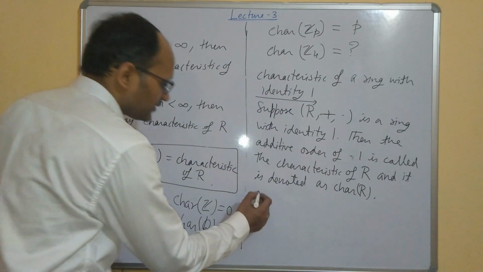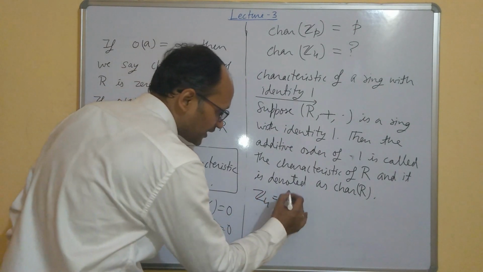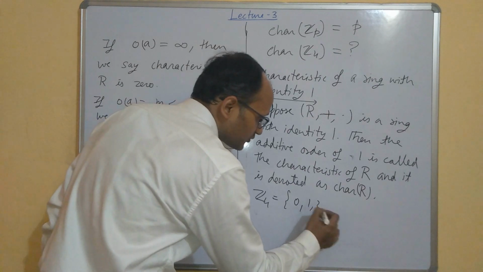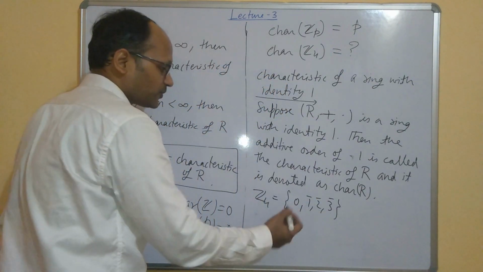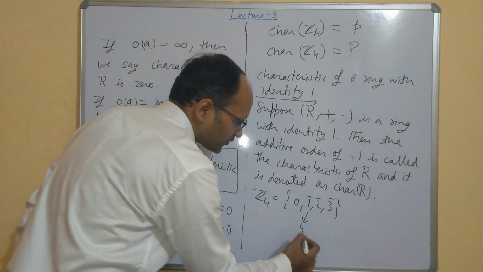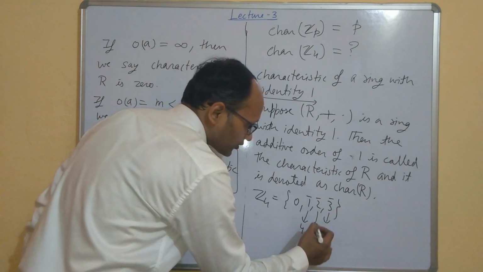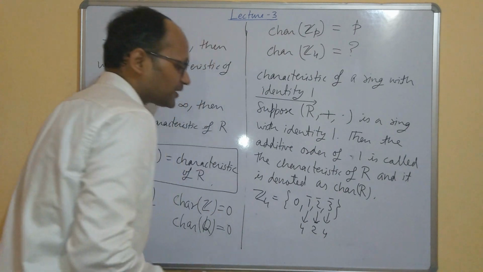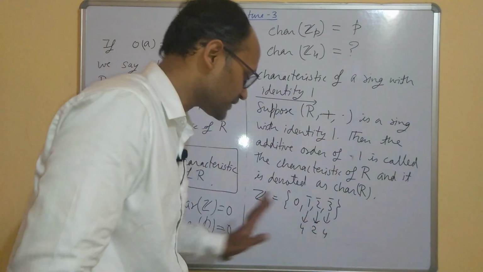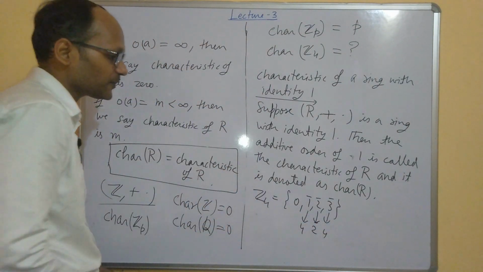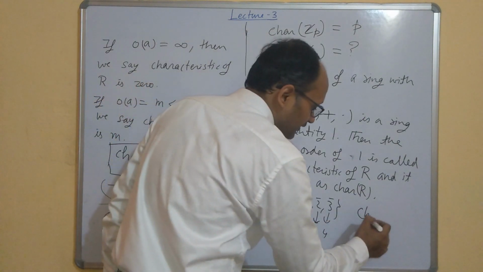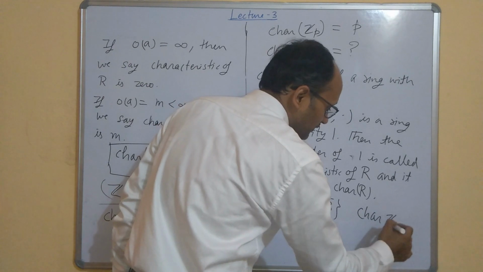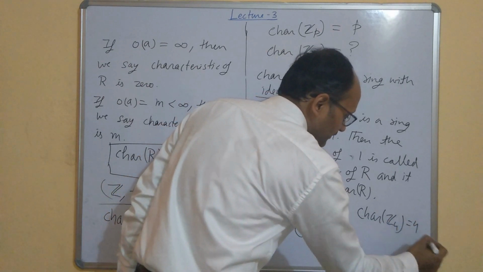For example, now in case of Z4, how many elements are there? 0, 1, 2, 3. What is the order of 1? As a group with respect to addition, the order of 1 is 4, the order of 3 is 4, and the order of 2 is 2. So you can see that the order of each non-zero element is not the same because it is not an integral domain. So the order of 1 is 4, so we can say that the characteristic of Z4 is 4.